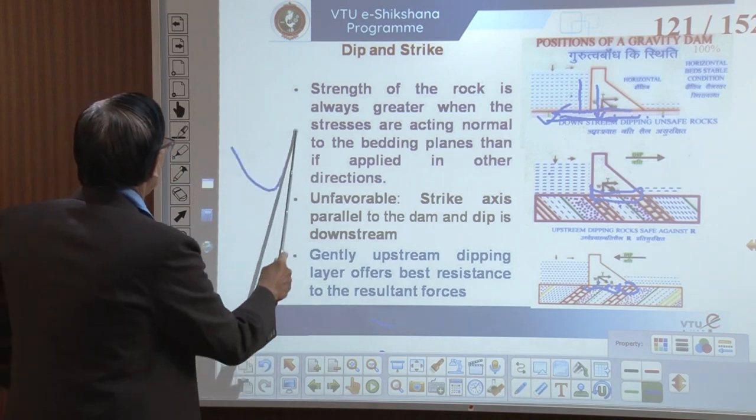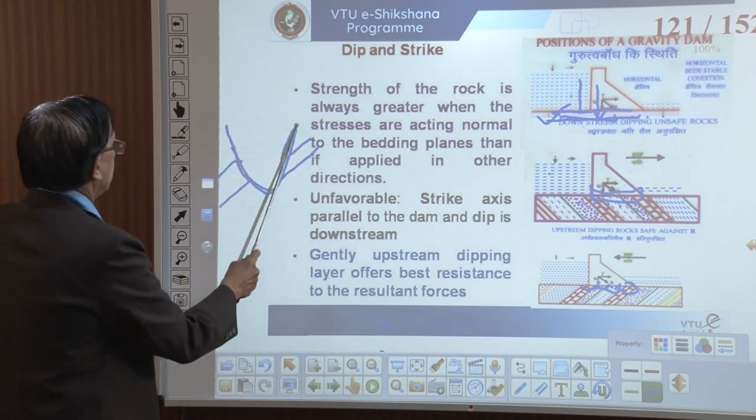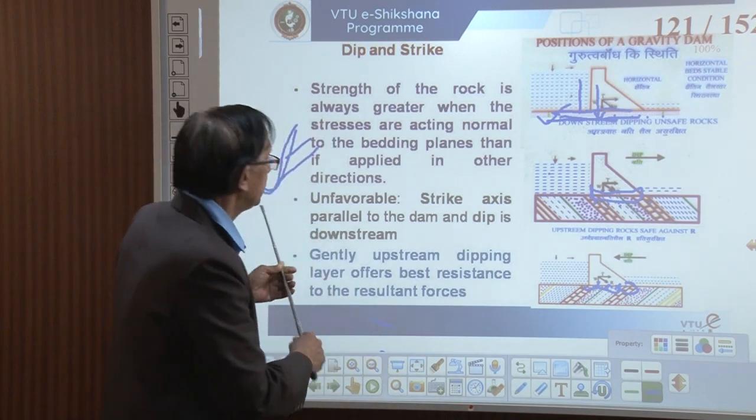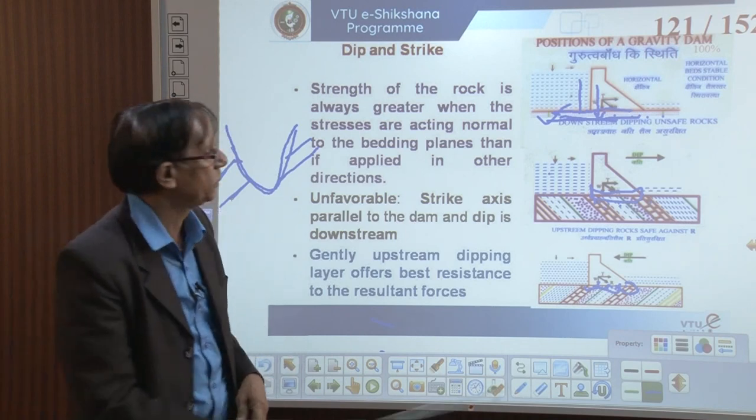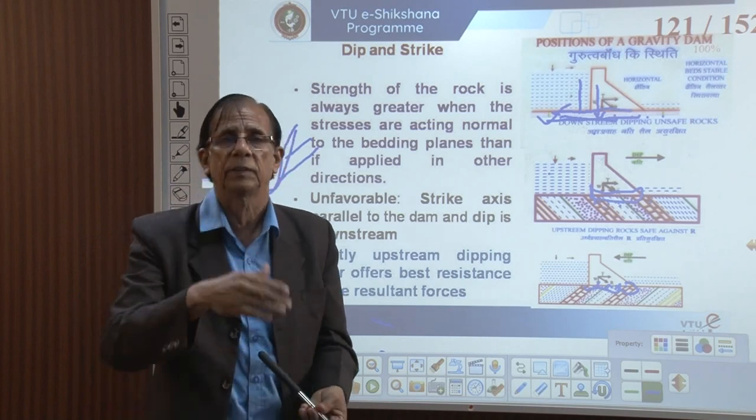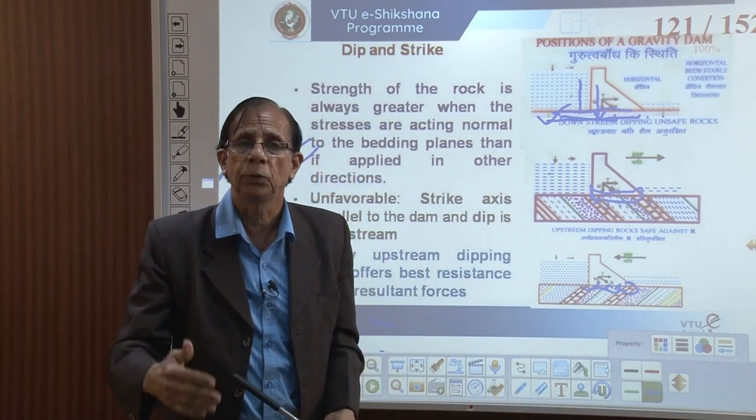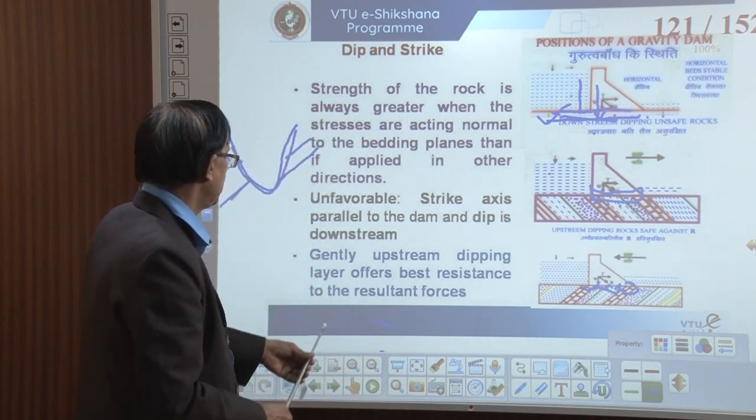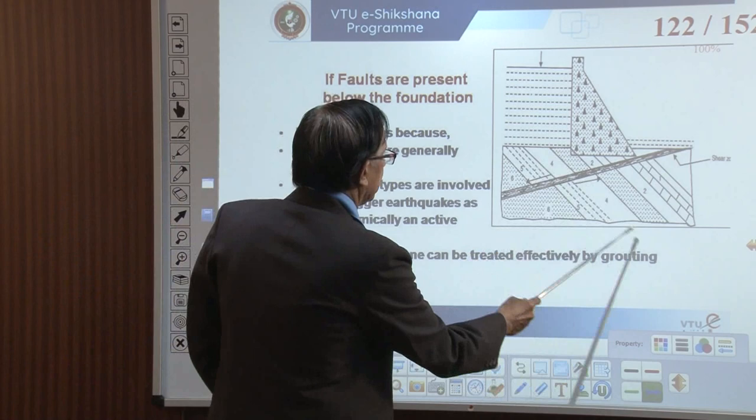This is equally true if rocks are sloping on one side of the valley. If this is the river valley and rocks are sloping, this is possible. That is also another case. There also, seepage of water is possible. Therefore, with layered rocks, I have to be very particular about the dip and strike. This is true for metamorphic rocks if they are foliated, with cleavage; they behave in a similar way. Therefore, the attitude, dip and strike of the beds are very important in selection of the site for the dam.